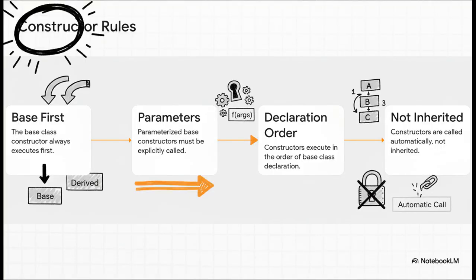Number 1, and this is the big one, the parent's constructor always runs before the child's constructor. Number 2, if the parent's constructor needs arguments to work, you absolutely must call it and provide those arguments from the child class. Number 3, if you have multiple parents, their constructors get called in the exact same order you listed them in your code. And finally, number 4, constructors aren't really inherited. The child doesn't get a copy of them, they just get called in this specific order.